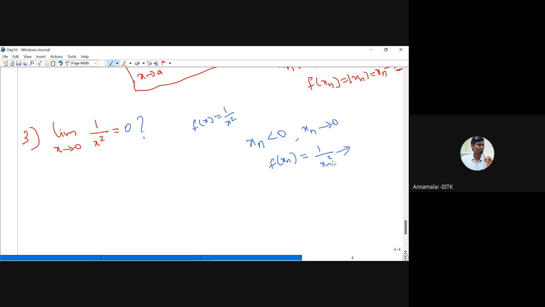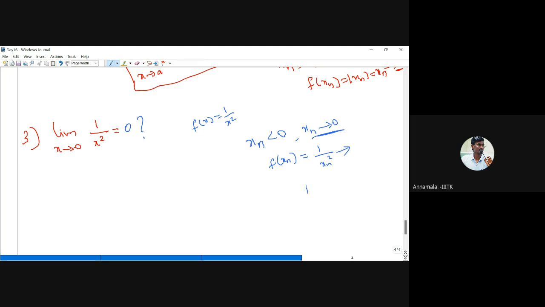Infinity or 0? Because when xn converges to 0, that means xn's are very small, very close to 0. But 1 by xn square, sir, also close to 0, sir.